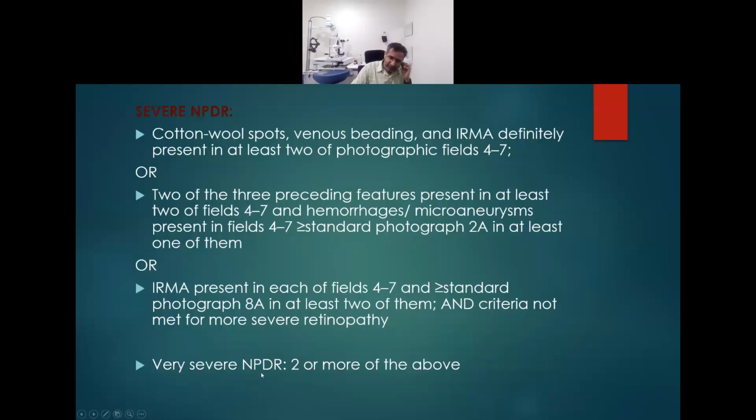Very severe NPDR means two or more of the above features. If only one of these things is present, then it's severe NPDR. Very severe is two or more of these features present.